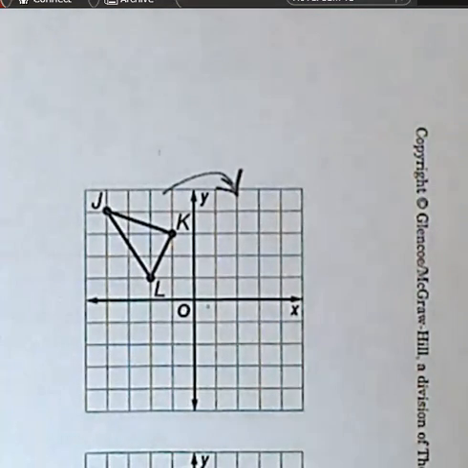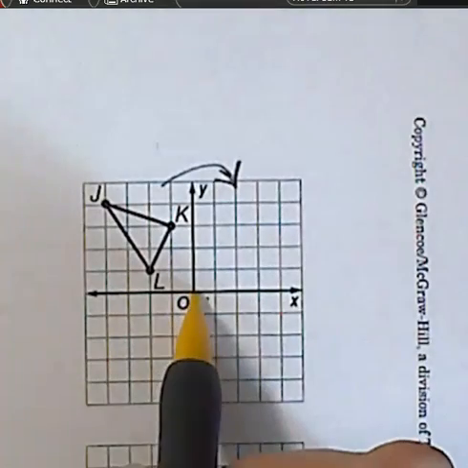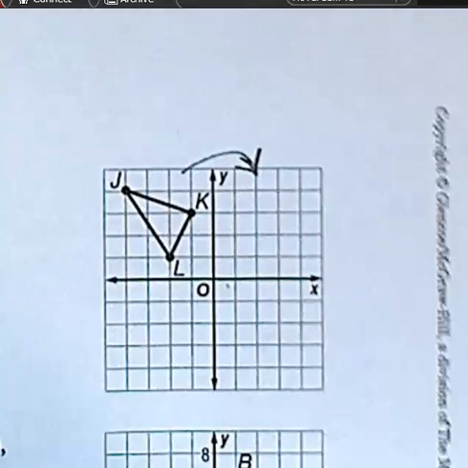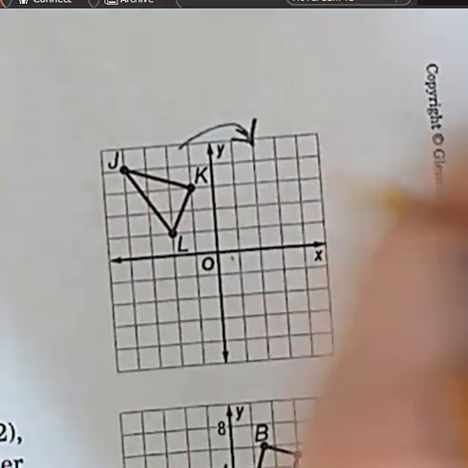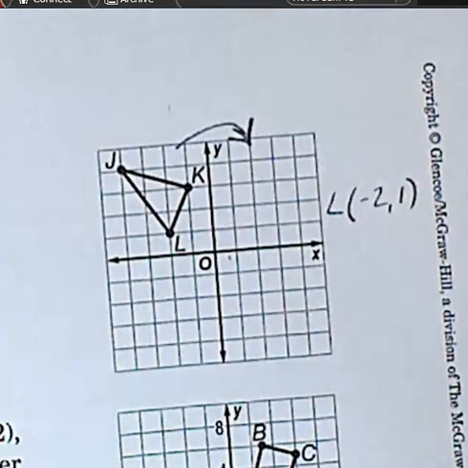Let's start with point L. L is (-2, 1). What's L prime going to be?